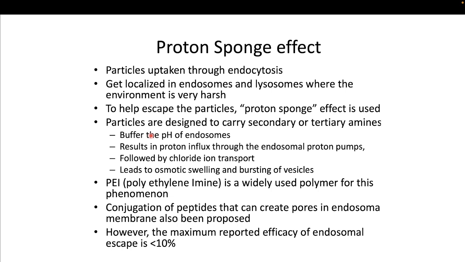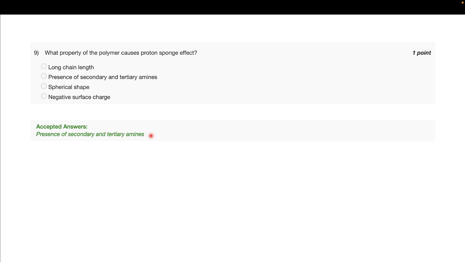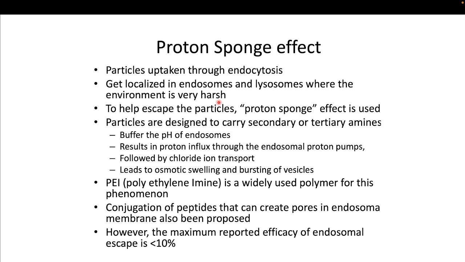Once it bursts, all the contents of the endosome will leak into the cytoplasm. In that process, your particles will also enter the cytoplasm. This is known as proton sponge effect, and to do that, we need polymers which have a lot of secondary and tertiary amines. Okay, is this clear? You also have the explanation in this particular slide and in some of the initial presentations.